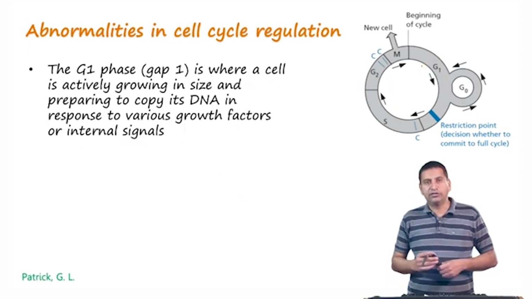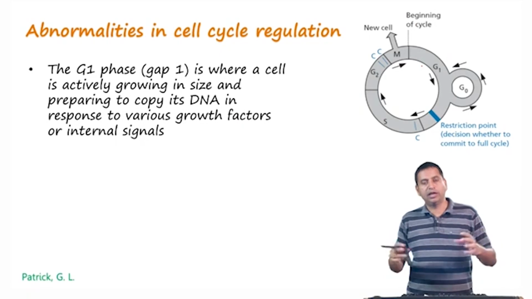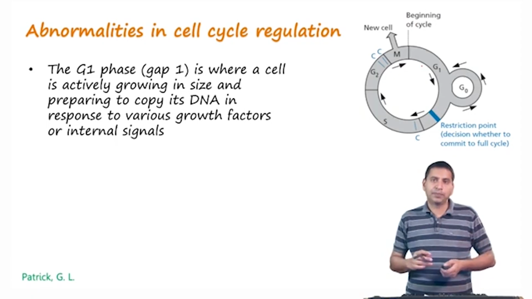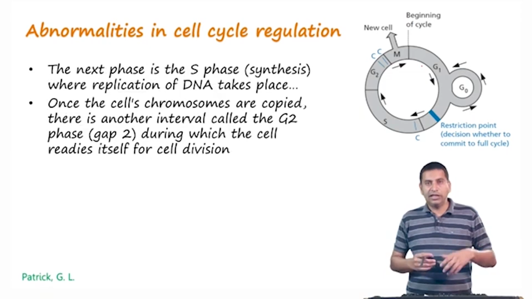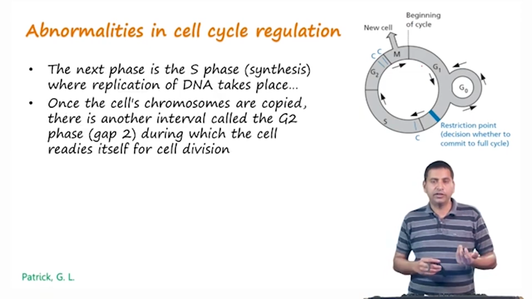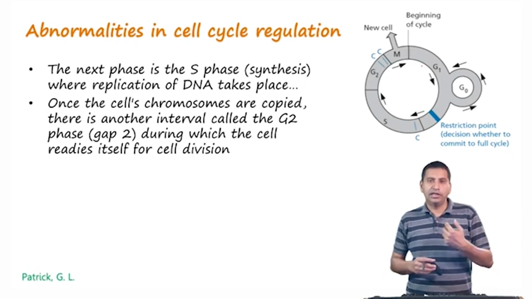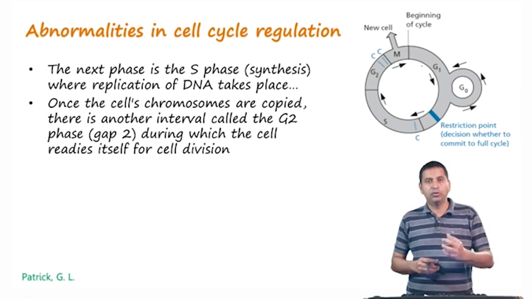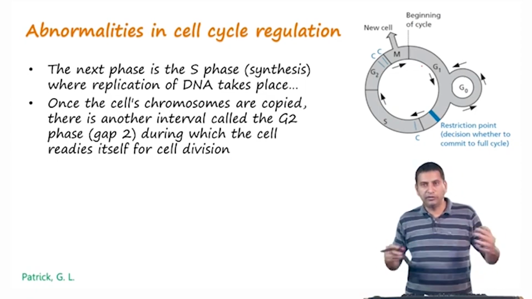The G1 phase is where a cell is growing in size, and it is starting to prepare to copy its DNA in response to various growth factors or internal signals. This is considered the beginning of the cycle. The next phase, called the synthesis phase or the S phase, is where DNA replication takes place. Once the cell's chromosomes are copied, there is another interval which is called the G2 phase, or the gap 2 phase. In this phase, the cell readies itself for cell division.